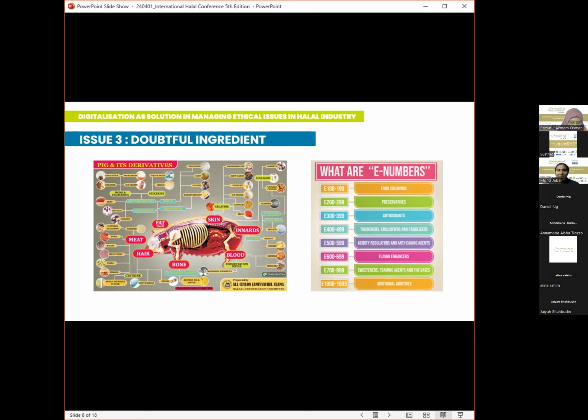All these food additives may derive from various sources. For example, they may come from plants, or from animals. And when we talk about animals, they may be derived from halal animals or non-halal animals. Again, none of the numbers represents halal status. That's why when we talk about doubtful ingredients, we are referring to food additives where we are quite uncertain about the status of the ingredient itself.